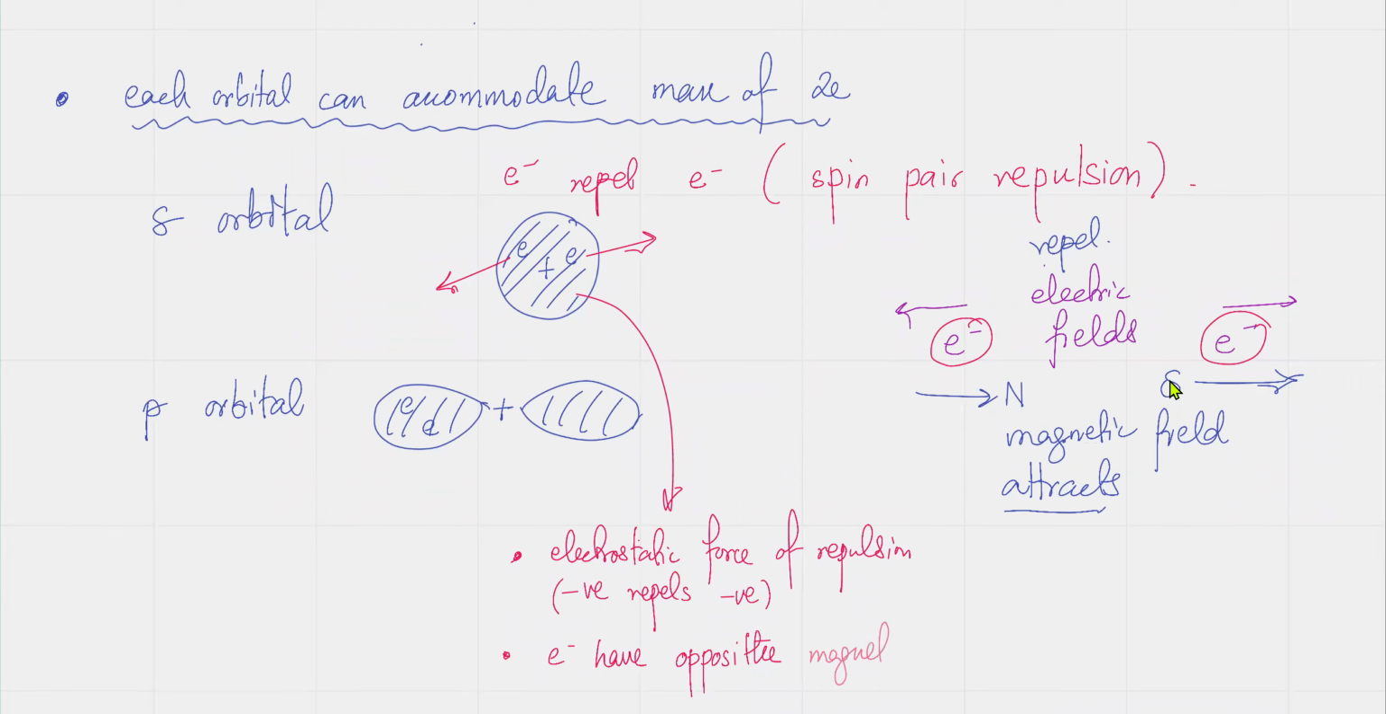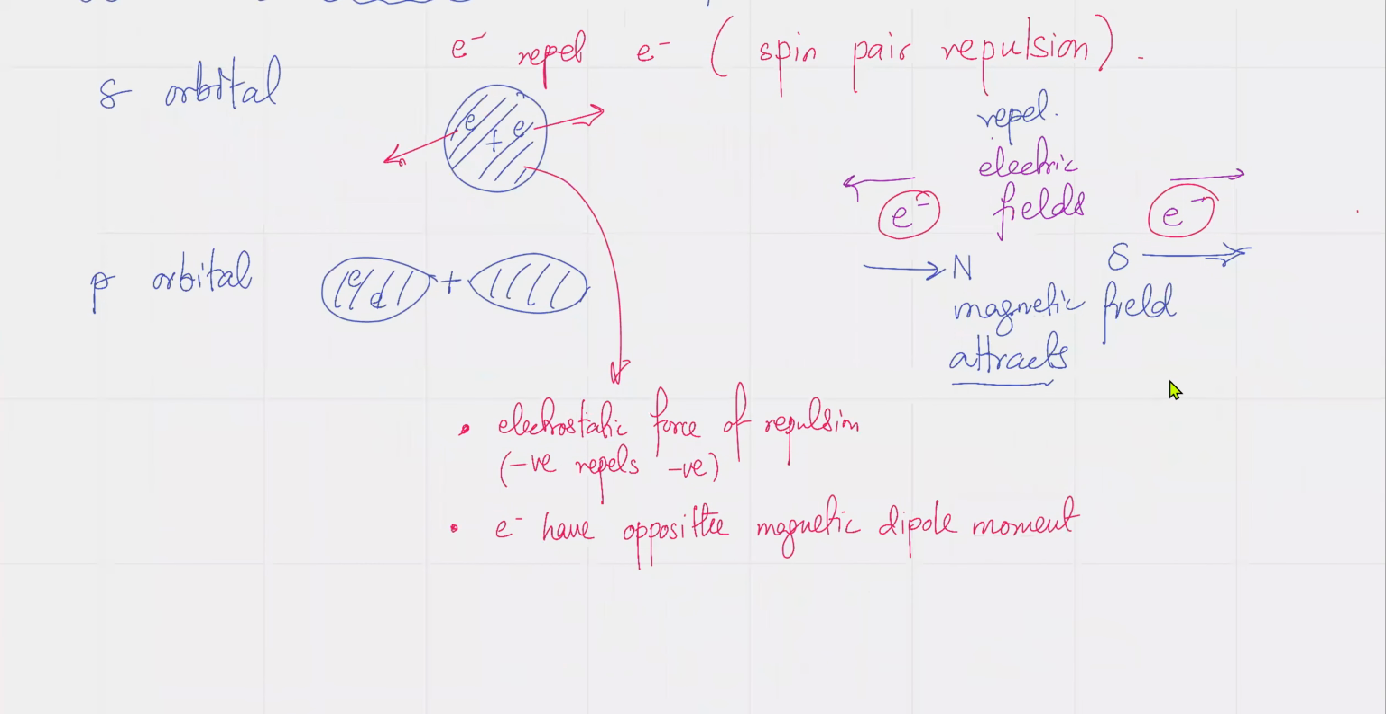I mean, that's the technical term. Instead of calling it a magnetic field, they refer to it as a magnetic dipole. Dipole means that they have a north pole and a south pole. Sometimes that's also known as having opposite spins. There's another way of saying that, and that is that the electrons have opposite spins.